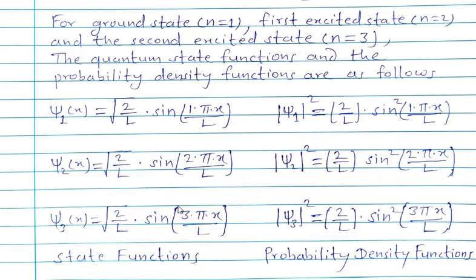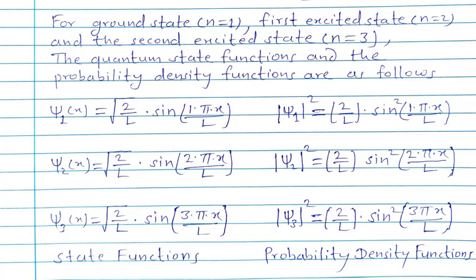And for the second excited state, that state function is represented as psi 3 of x. It would be under root 2 by L sine of 3 pi x by L, and the corresponding probability density function would be mod psi 3 of x square, which will be 2 by L times sine square of 3 times pi x by L.